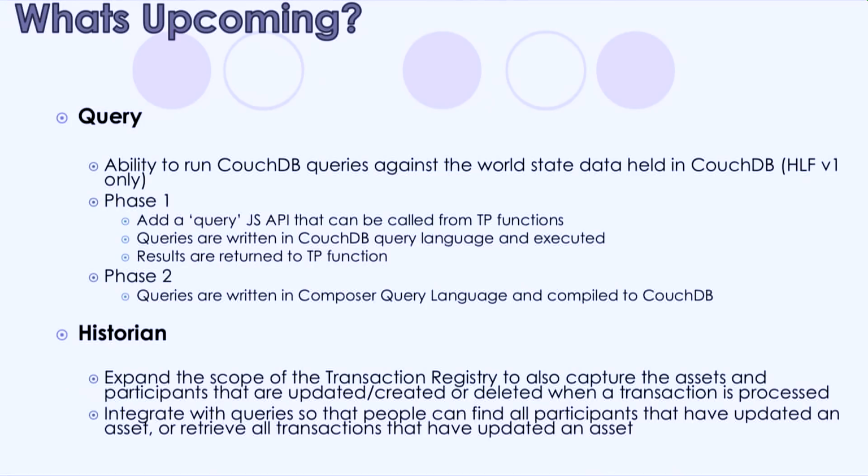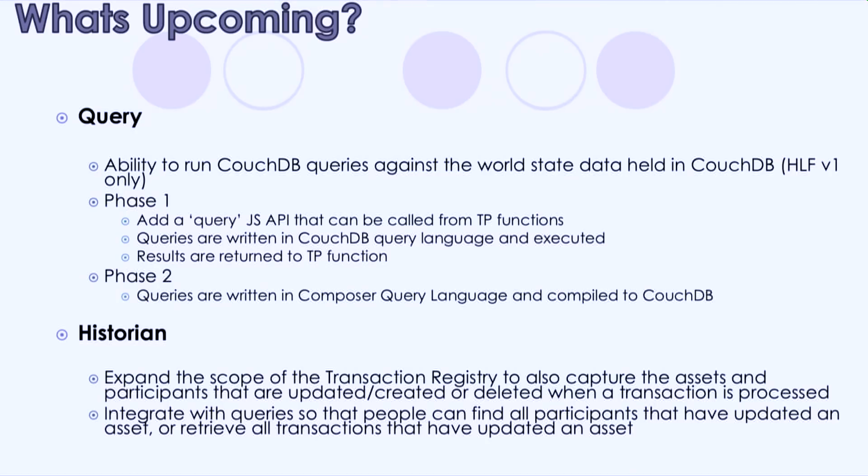The second big thing we're working on is the historian. So if you've looked at Composer, you probably have seen that we have this notion of a transaction registry. So when transactions are submitted into the business network, the runtime automatically persists them into the transaction registry, which lives in the world state. But today it's not terribly useful, because essentially all you can do from the JavaScript API is get all the transactions in the registry or get a transaction by key.